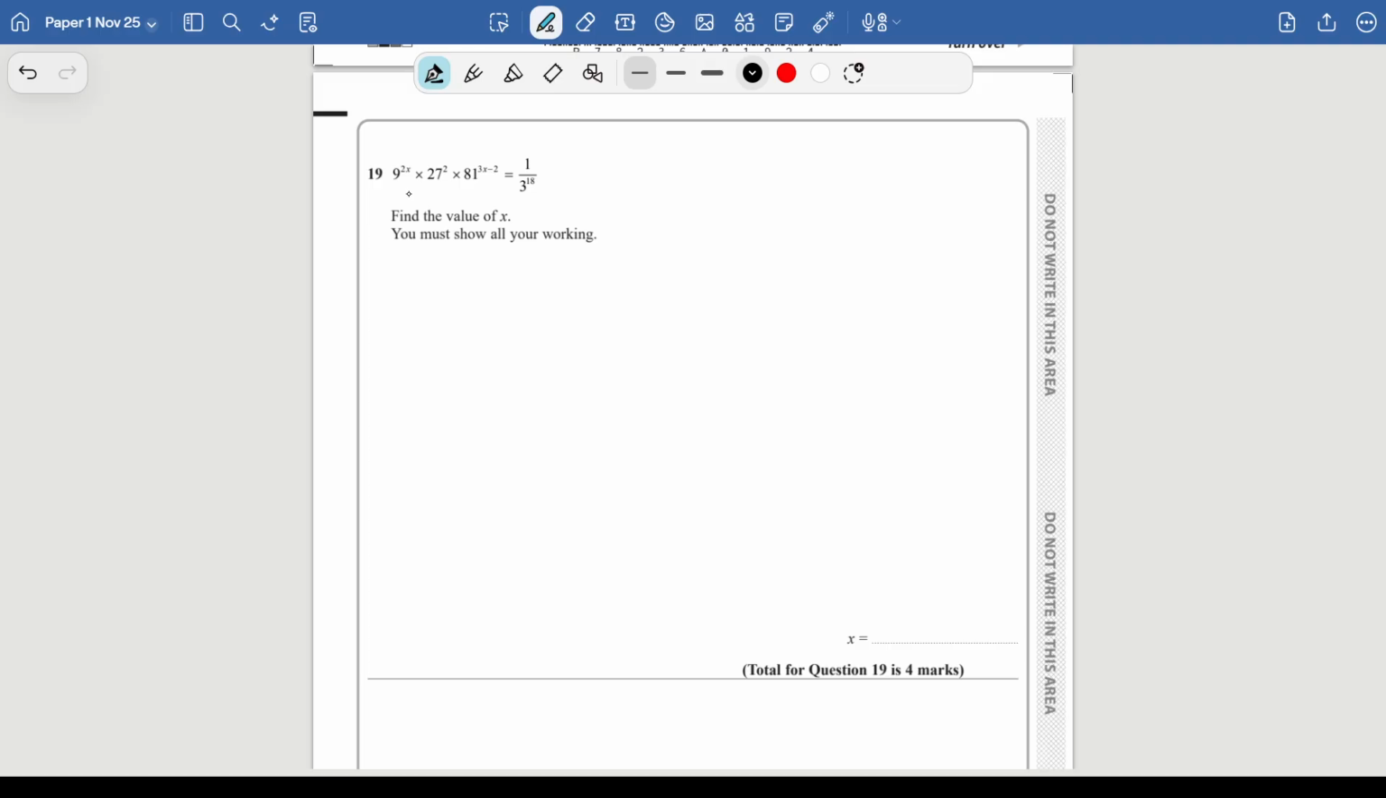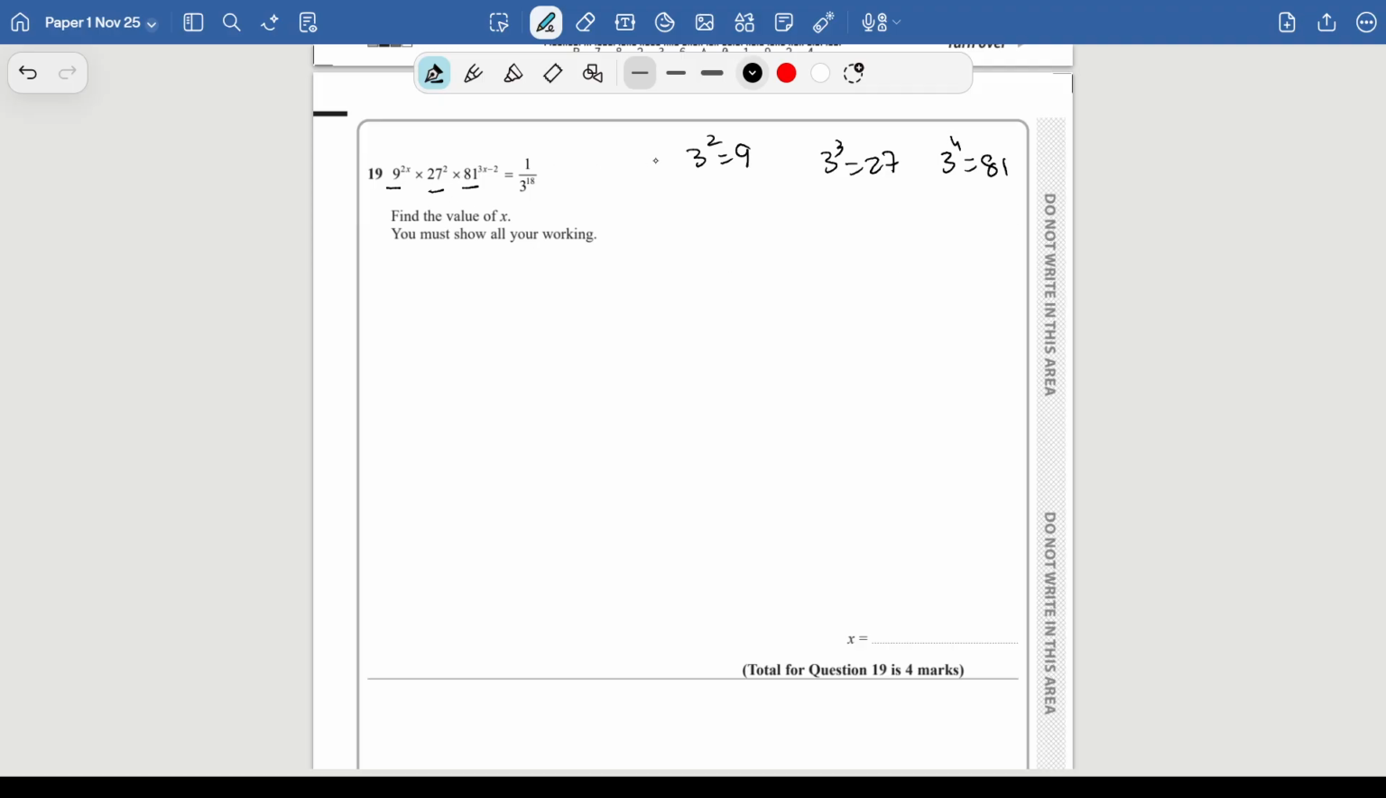The next question is about the indices. We see all these numbers and the powers. We have to find the value of x. Well, we see there are different numbers here and there is a 3 here. So is there a way we can express all of them with the same base? Then it becomes easier for us to manipulate. So we can express 9, 27 and 81 in terms of 3. We know 3 squared is 9, 3 cubed is 27 and 3 raised to power 4 is 81.